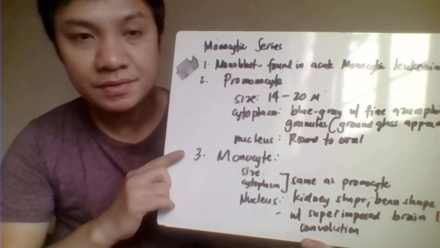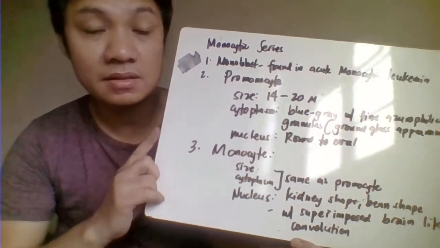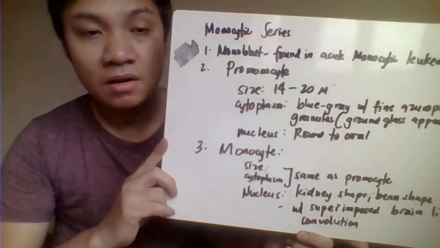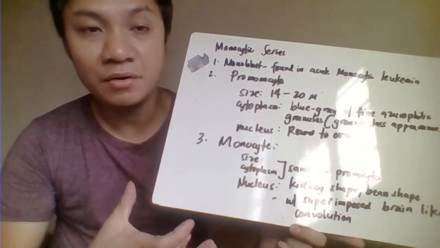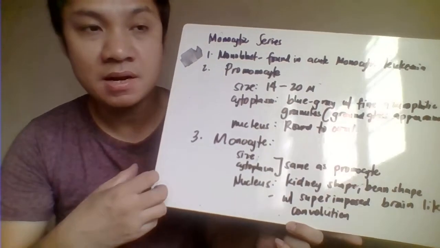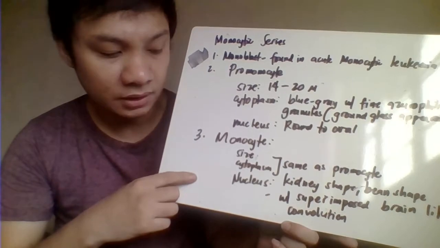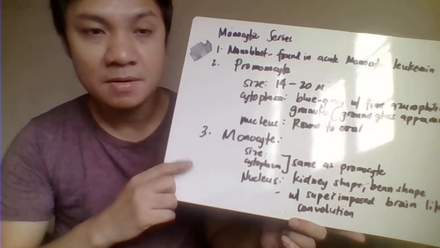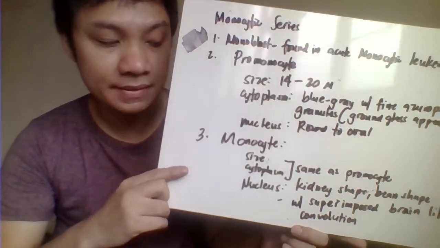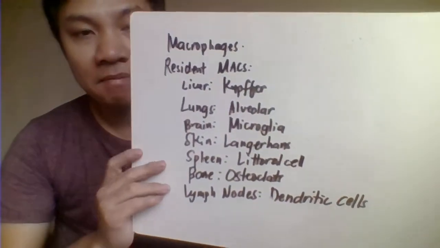Then we have the monocyte. The size and the cytoplasm have the same characteristics as your promonocyte, only that the nucleus of your monocyte, unlike the round na promonocyte, becomes kidney shaped, bean shaped. Another thing, the nucleus would have superimposed brain-like convolutions. Okay, once your monocyte enters your tissues, it becomes your macrophage.